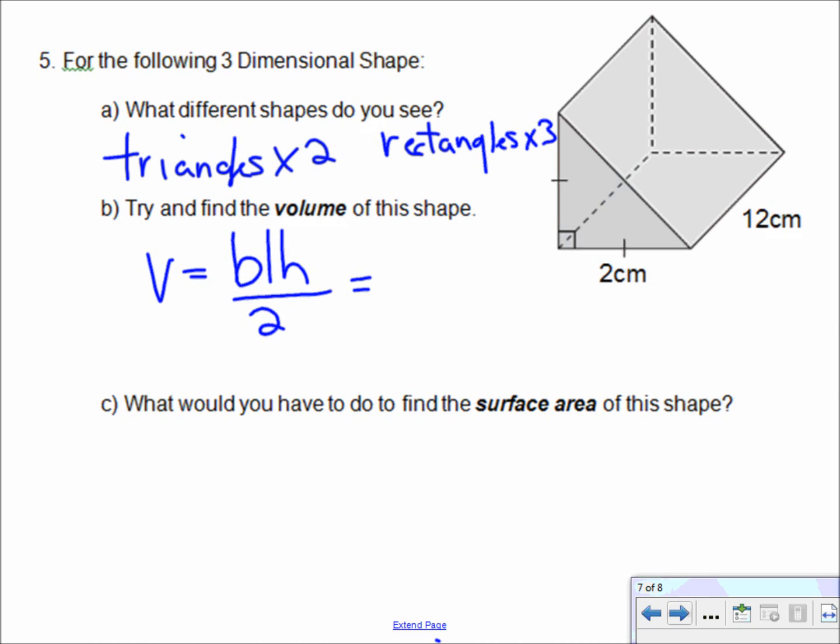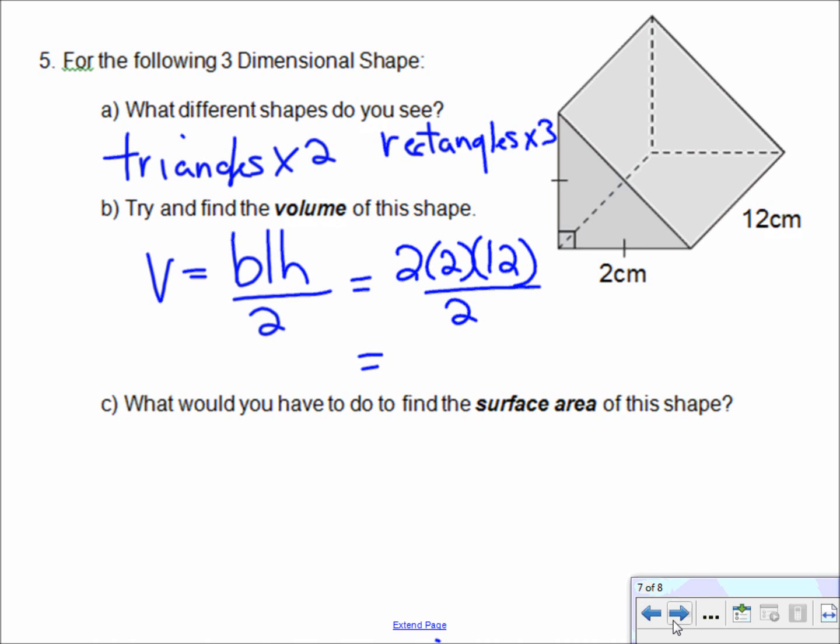So in this, base, right? Base, you can look at the diagrams too. Base, length, 2, 2, and 12. Yeah, it should be 2, 2, and 12. So 2 times 2 times 12 divided by 2.